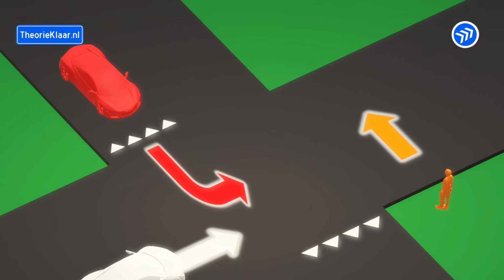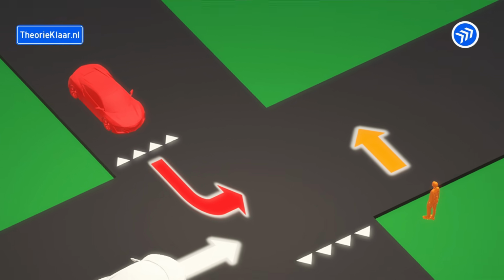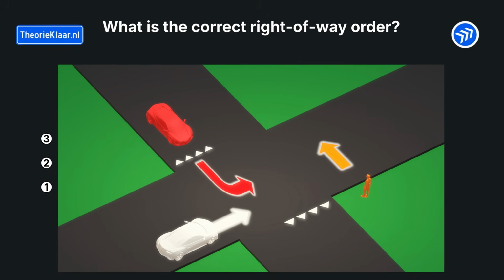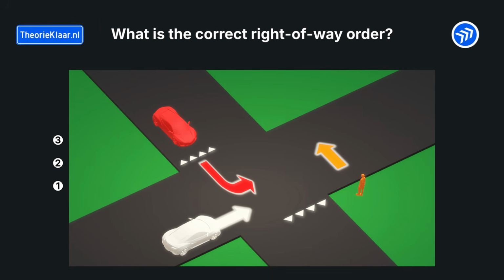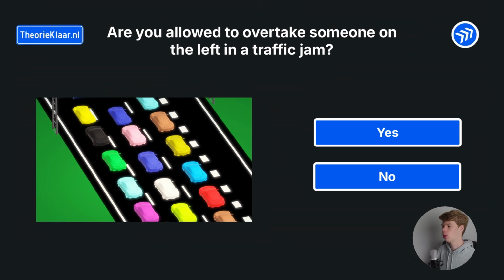Then we have the red car and the pedestrian left. The red car sees the front of the pedestrian, and when you see the front or the back of a pedestrian, you slow down. So the pedestrian goes second and the red car is going last. Are you allowed to overtake someone on the left in a traffic jam? Yes, that is allowed. You can overtake someone on the right and on the left in a traffic jam.